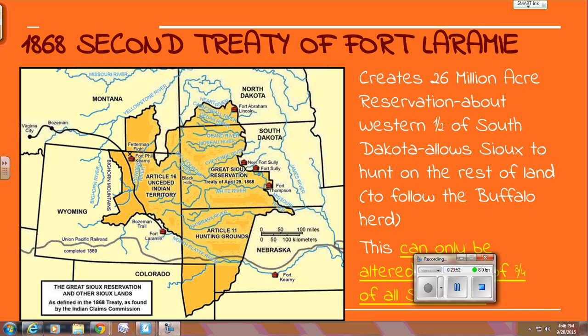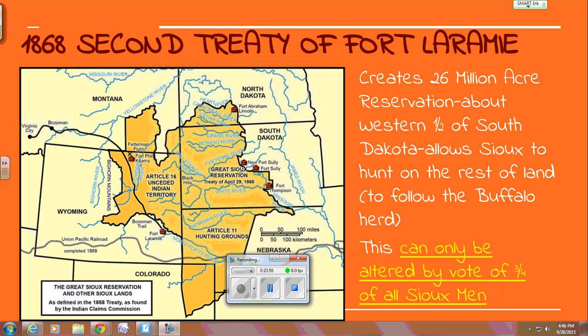So the Indians got smart, and they put a stipulation in this legal document that said, this treaty can only be altered by vote of 3/4 of all the Sioux men agreeing to change it. Because they saw that we lied and that we would change things. Smart play by the Native Americans. Now this is going to come back to haunt the government later on. We're going to see this coming back later, so remember this.